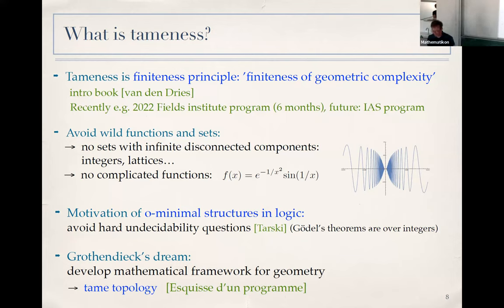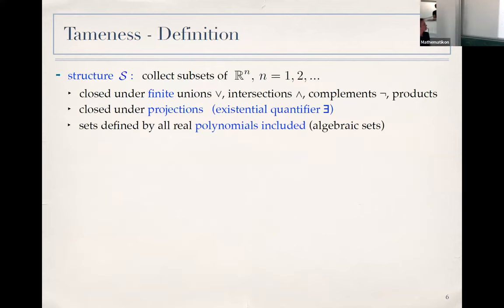So kind of there was the idea that the topology used in mathematics is designed by mathematicians doing analysis, and it's much too wild and one should restrict it. In fact, he proposed this sort of a tame topology, and exactly this is what came out of these o-minimal structures and logic.